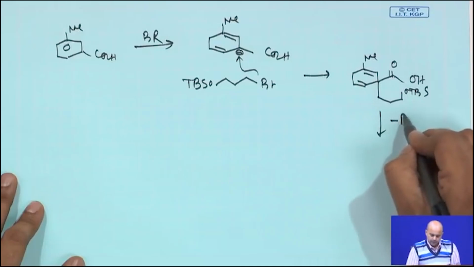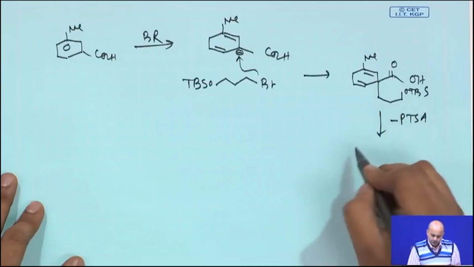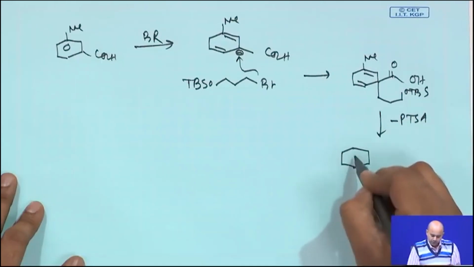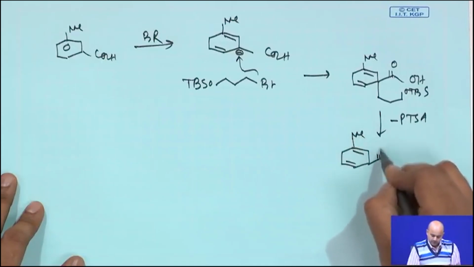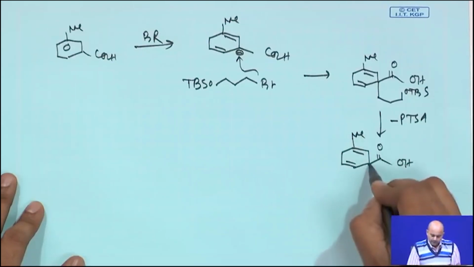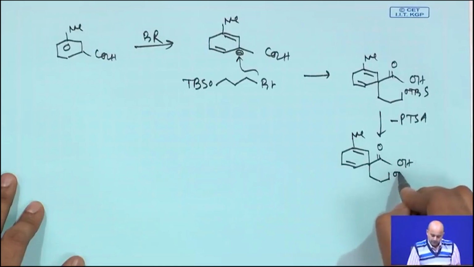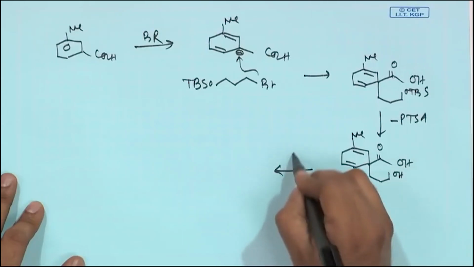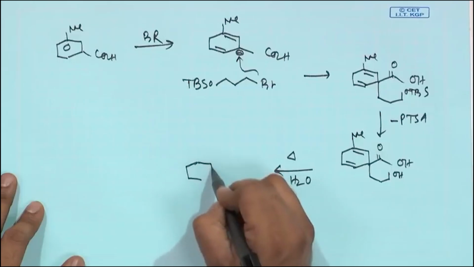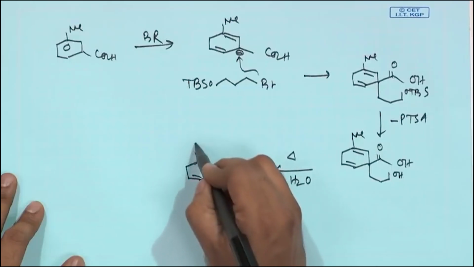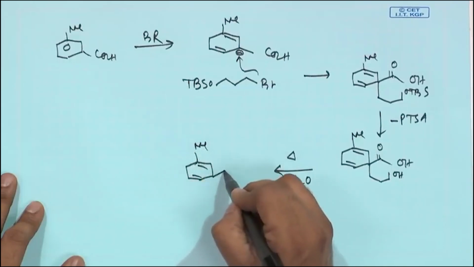Now, we are almost close. We remove this TBS group by PTSA, which you have already explained, and then you basically get a hydroxy acid. You just heat it, water elimination takes place, it is a condensation reaction, and then it will give you the spirocycle lactone.